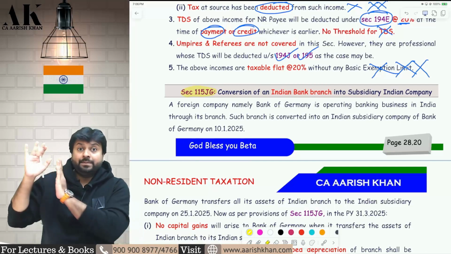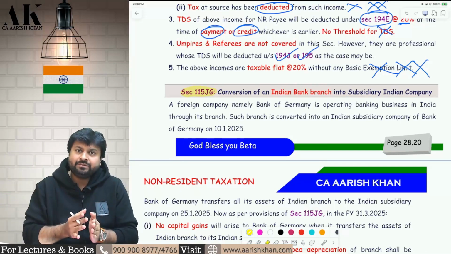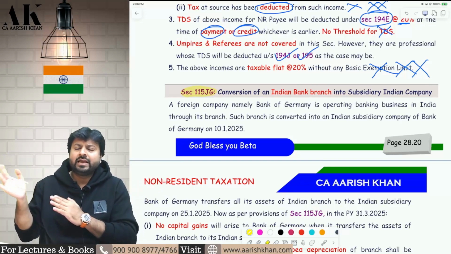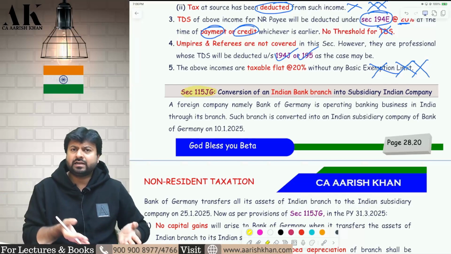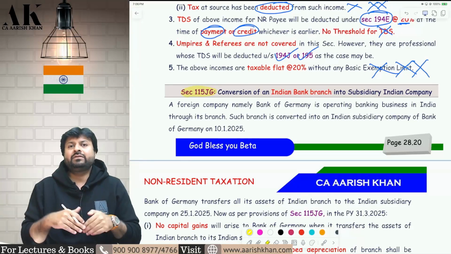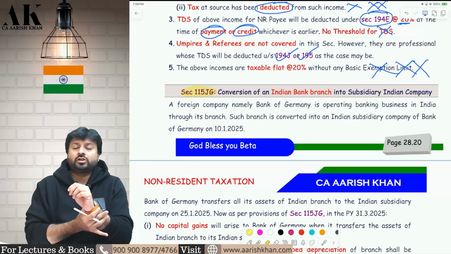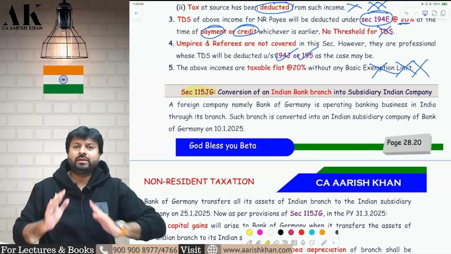Listen carefully. The bank is foreign. The branch is Indian. The foreign bank has an Indian branch. A lot of foreign banks have Indian branches. HSBC has an Indian branch. Citibank has an Indian branch. Standard Chartered has an Indian branch. Barclays has an Indian branch. So a foreign bank has an Indian branch, and if they want to convert that into an Indian subsidiary, then we are going to give them a lot of benefits.